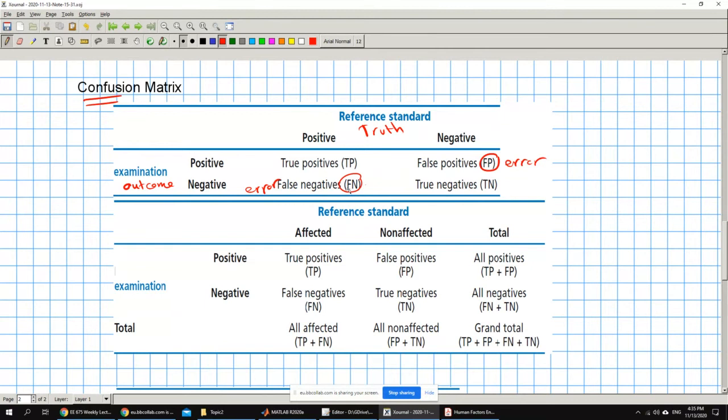Can you please answer? Positive. False positive? You talk about false positive?